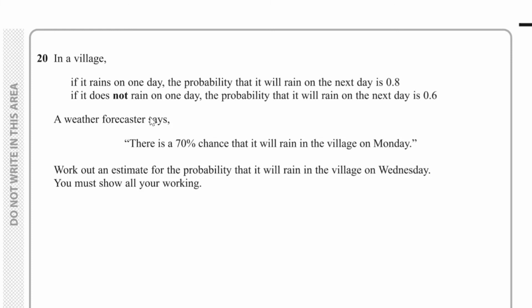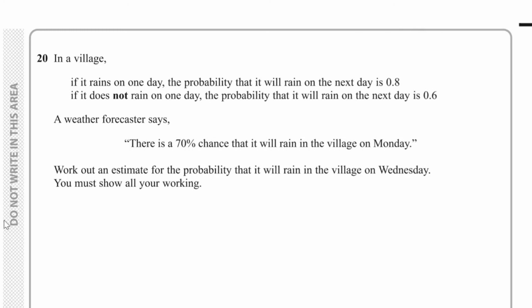Question number 20. In a village, if it rains on one day, the probability that it will rain on the next day is 0.8. If it does not rain on one day, the probability that it will rain on the next day is 0.6. A weather forecast says there is a 70% chance that it will rain in the village on Monday. We have to work out an estimate for the probability that it will rain in the village on Wednesday. You must show all your working.